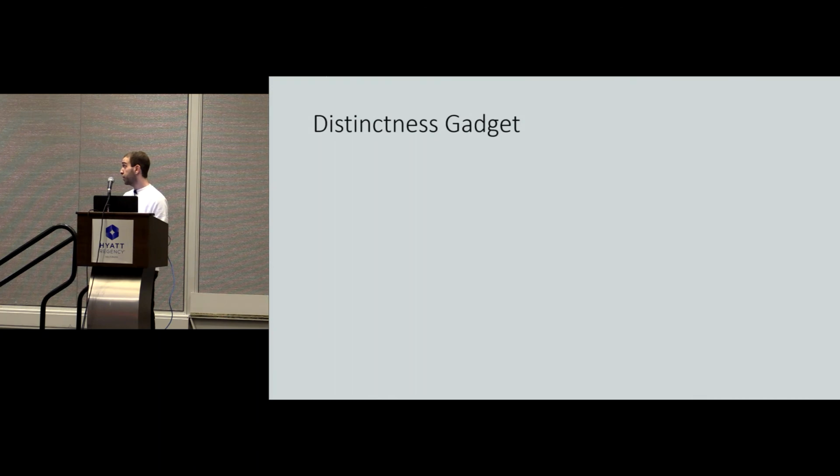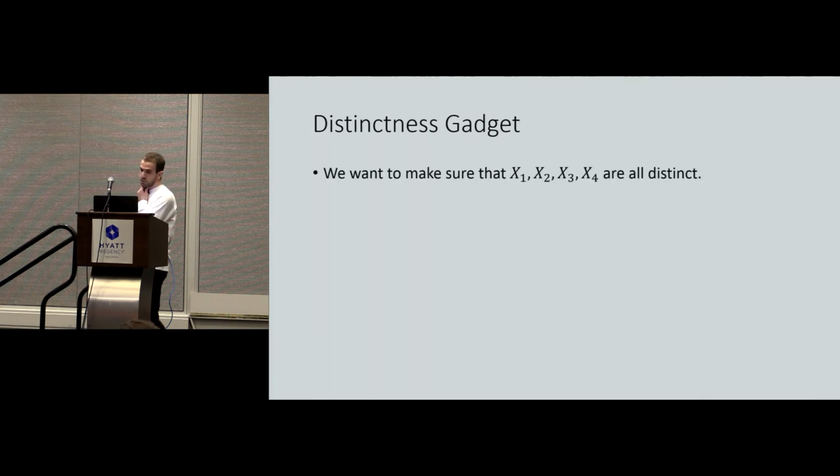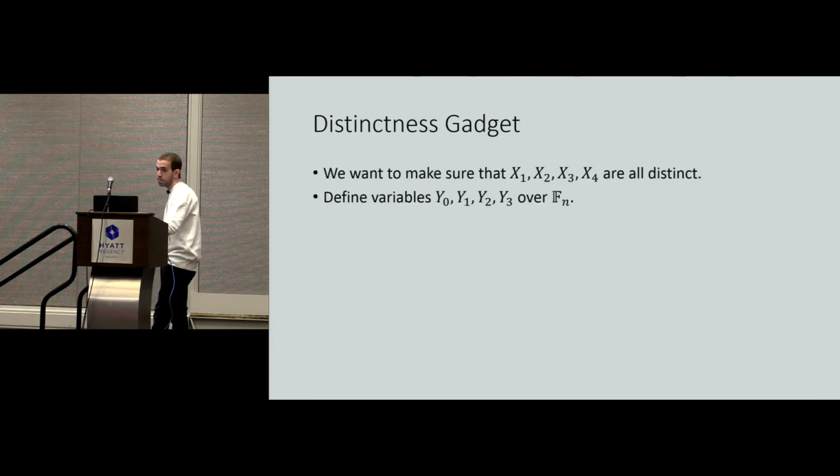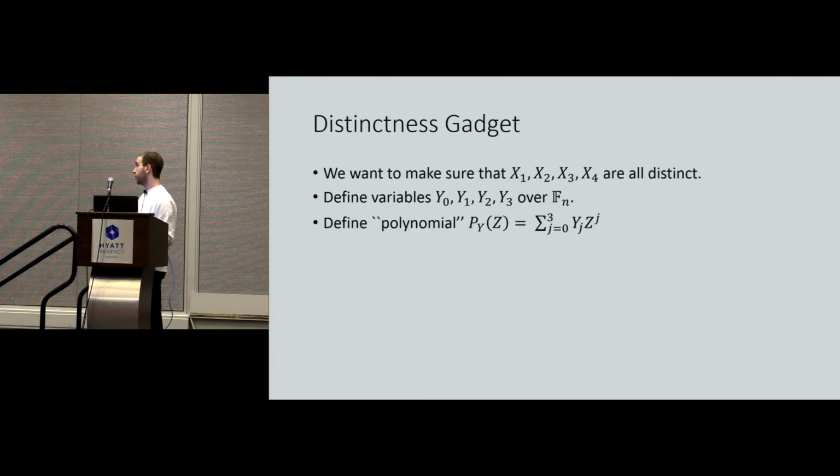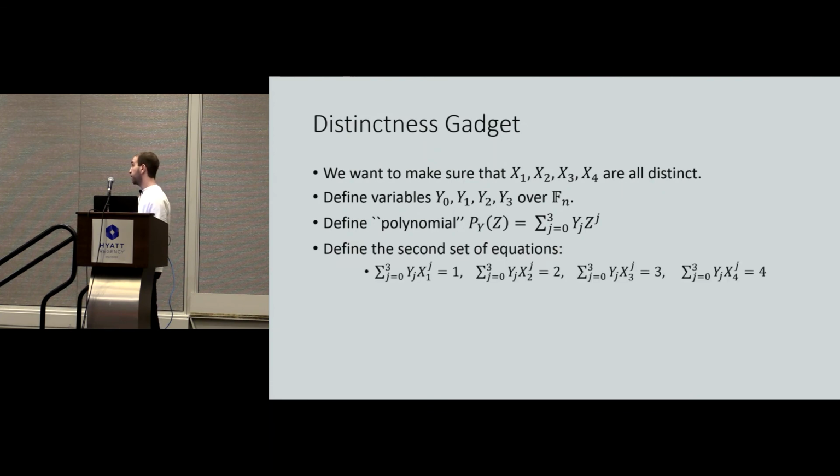And what we actually need is the distinctness gadget that will make sure that all the x's are distinct. And in order to do so, we add some additional variables, the y's, y0 to y3, and we think of them as the coefficients of a polynomial p. And we simply require that the evaluations of p on each of the x's are distinct. So we require that the evaluation of p on x1 will be 1, and the evaluation of p on x2 will be 2, and so on, where 1, 2, 3, and 4 are 4 distinct field elements.